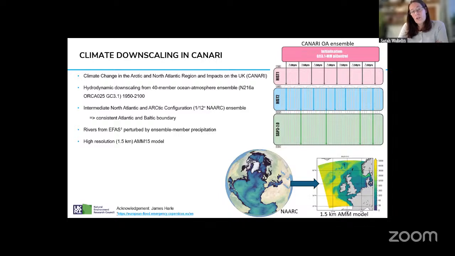So this time we're using model river data from the European Flood Awareness Scheme, and we will be perturbing them by the precipitation. And yeah, this is really the highest resolution that we've been doing for this. So work is beginning on this, and we'll be running climate models next year.